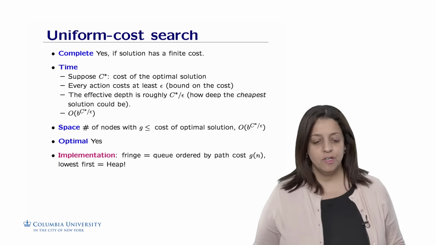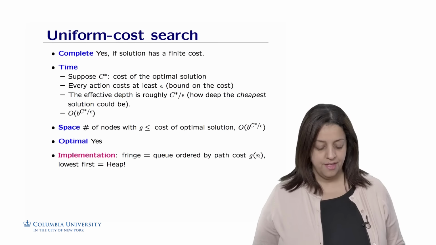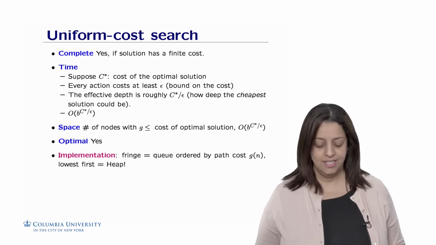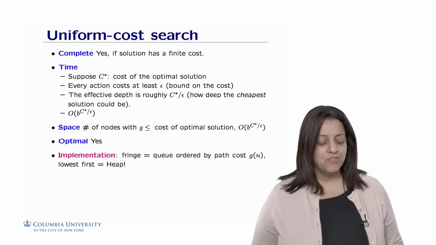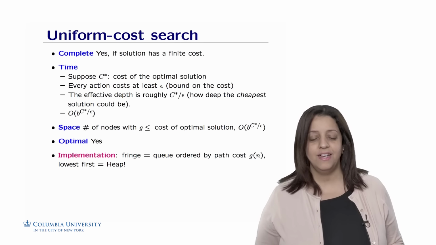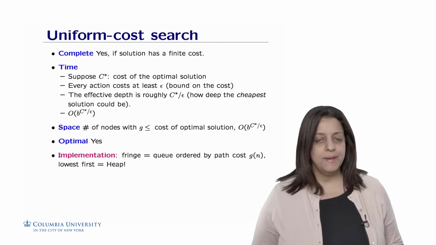So now how about uniform cost search criteria? Uniform cost search is guided by the path cost rather than the depth of the search, which makes the complexity calculation a little bit less trivial than the regular BFS. So first of all, is it complete? Yes, it is, assuming that the solution has a finite cost. The problem would be complete. How about the time and space complexity?